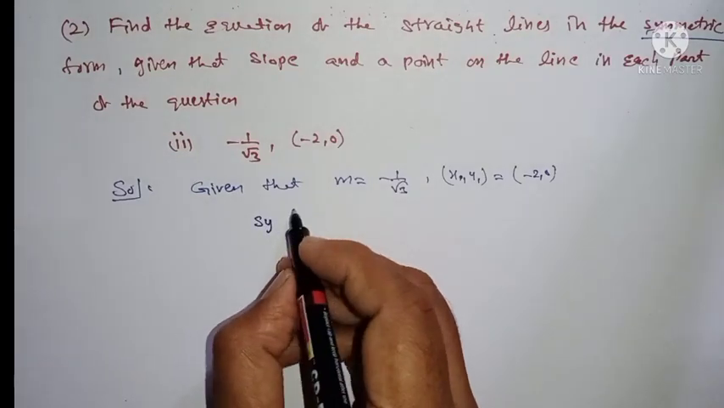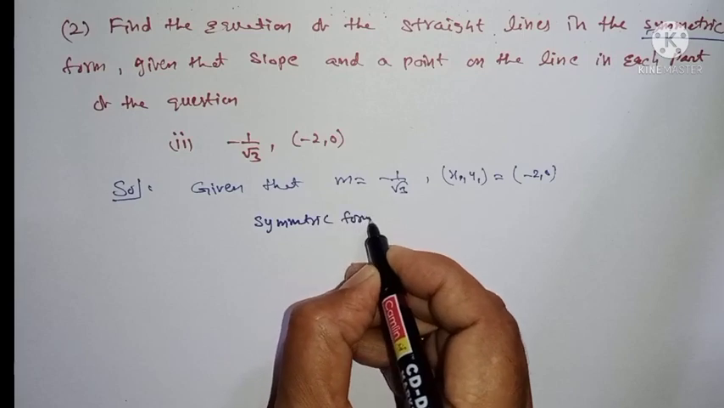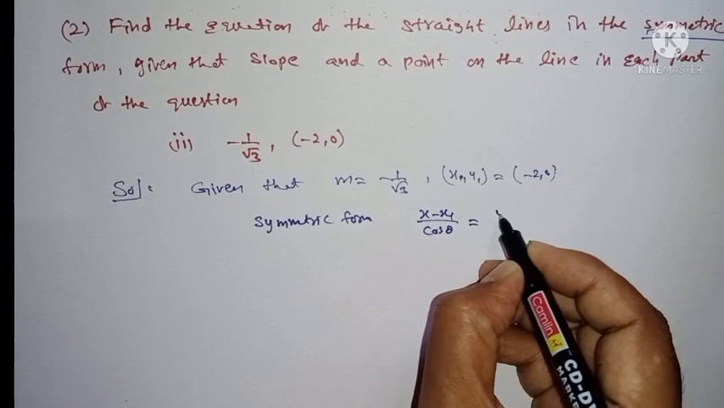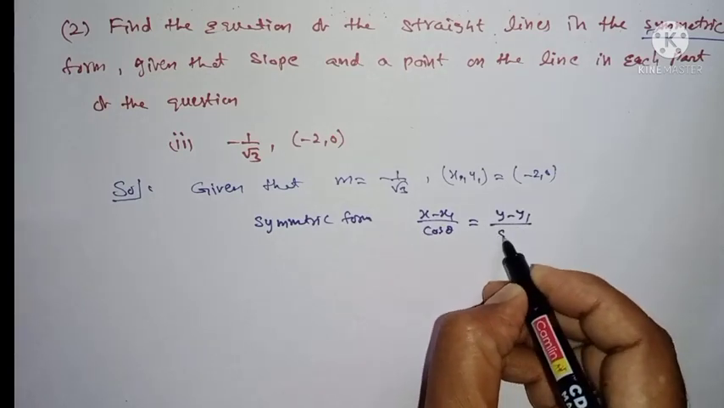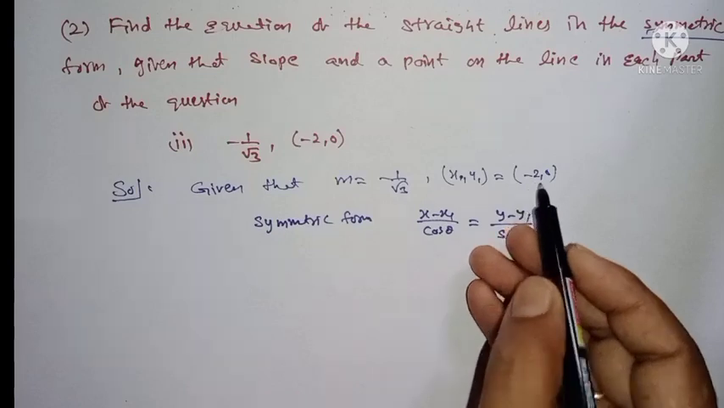Symmetric form is x minus x1 by cos theta is equal to y minus y1 by sin theta. This is the form. Therefore you can find that theta only. How can you find it? Observe here, x1, y1 is already given.